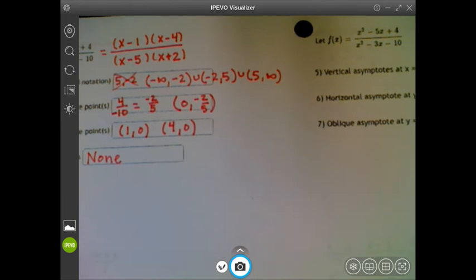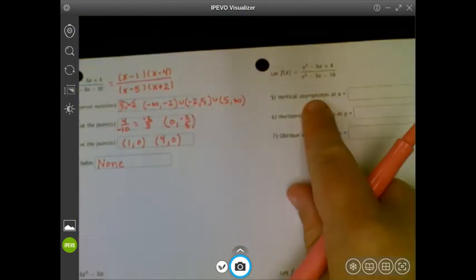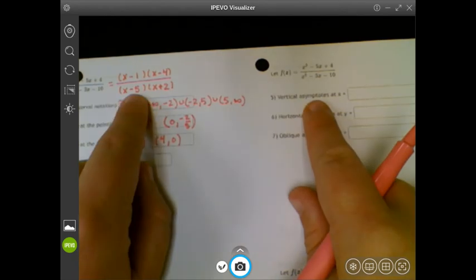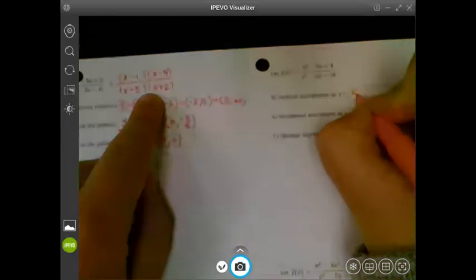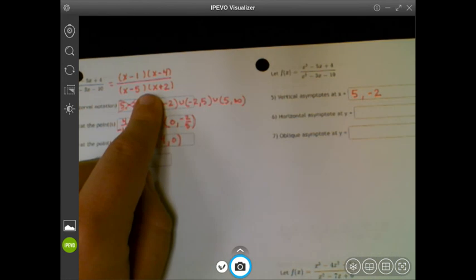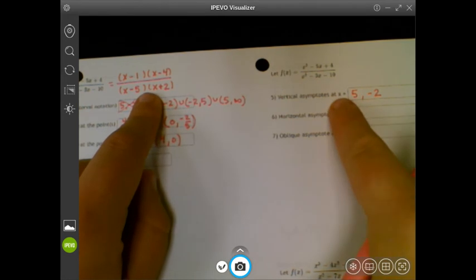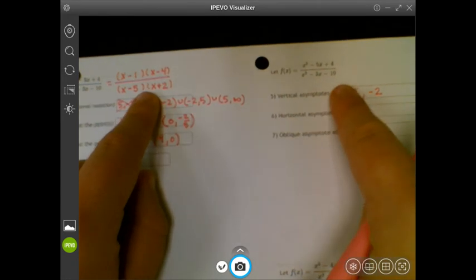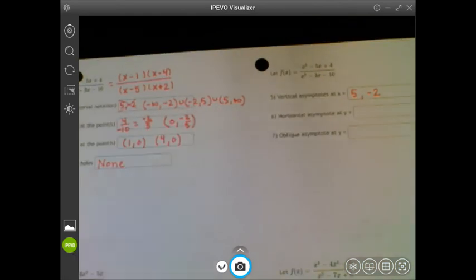All right, the vertical asymptotes, I'm going to zoom out a little bit. Vertical asymptotes are where the denominator is equal to 0. So go back to your denominator. That's 5 and negative 2. I didn't put x equals for these because there's already an x equals in the front. If that wasn't there, you'd have to put x equals.